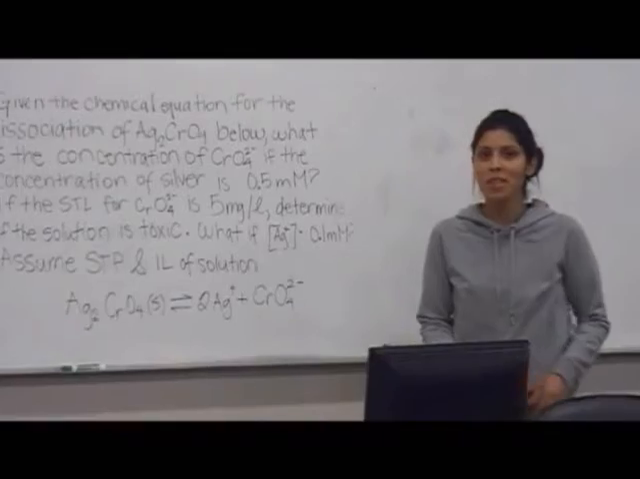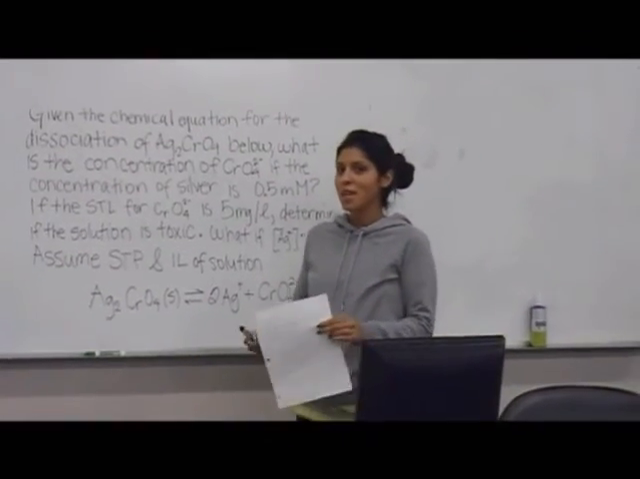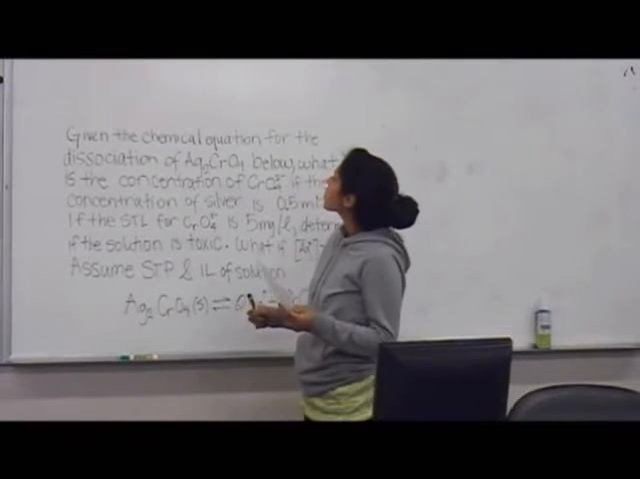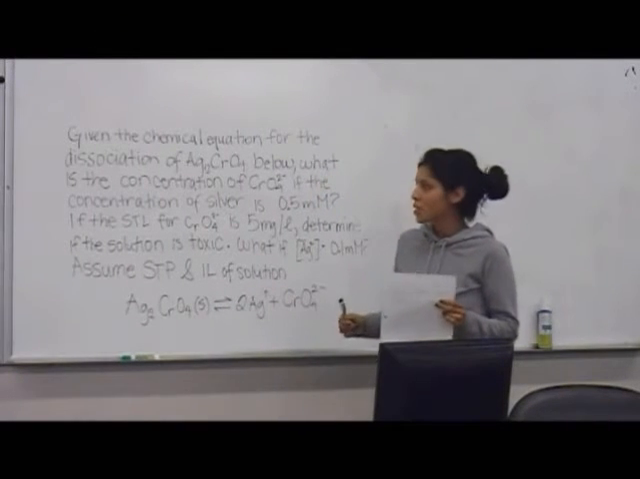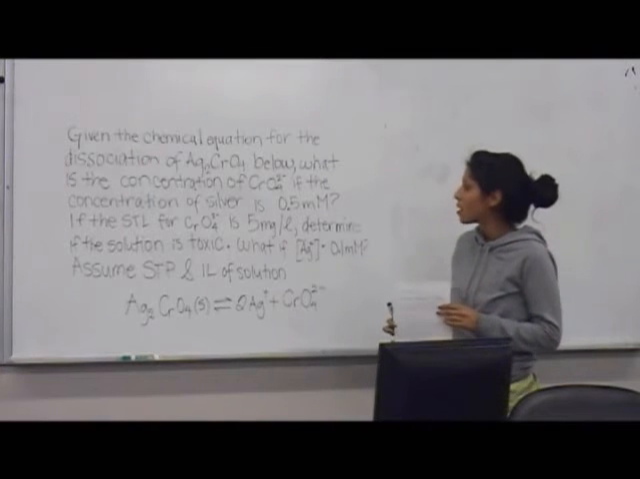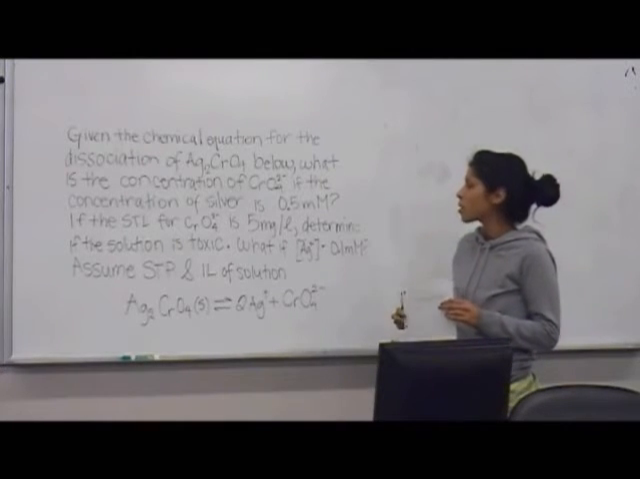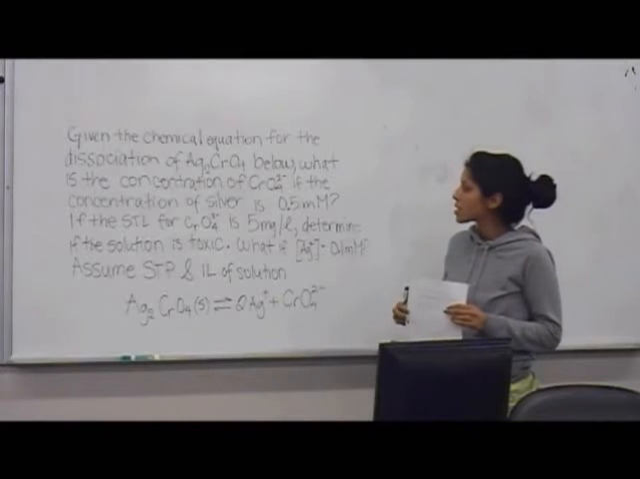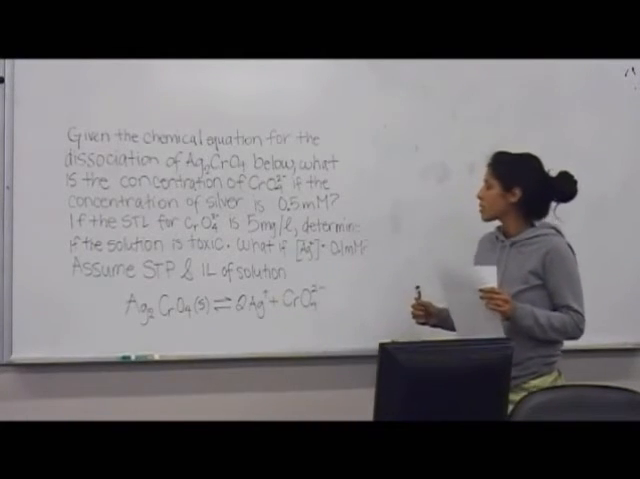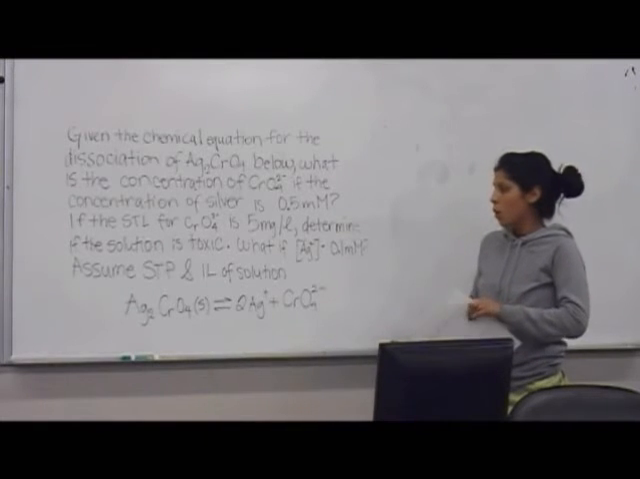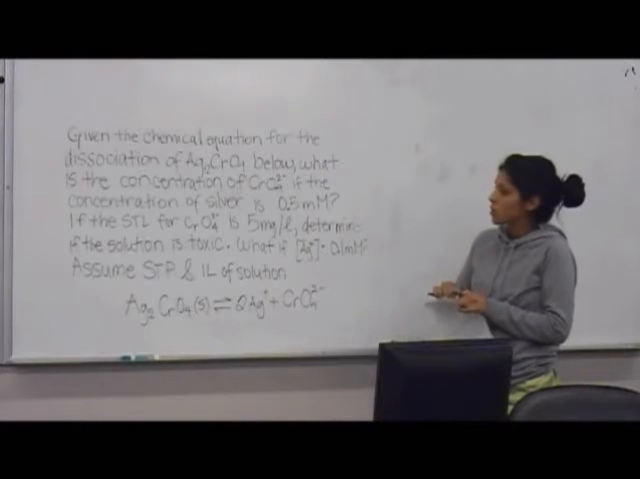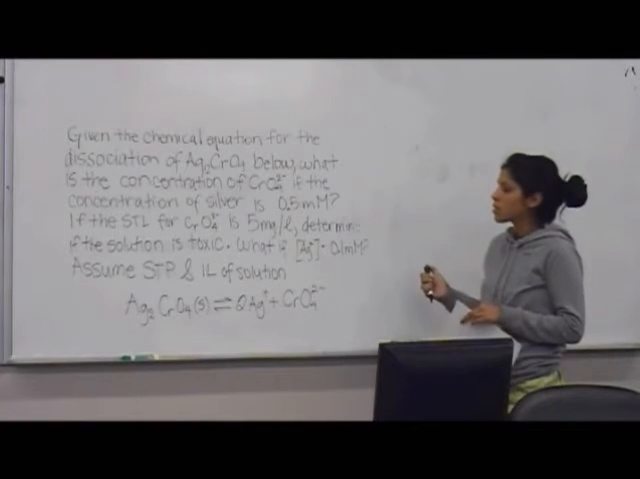Hi, my name is George Benitez, and I'm going to show you through an example of KSP. So the statement reads, given the chemical equation for the dissociation of silver chromate below, what is the concentration of chromate if the concentration of silver is 0.5 millimoles? If the STLC for chromate is 5 milligrams per liter, determine if the solution is toxic. What if the concentration of silver is equal to 0.1 millimoles? Assume STP and 1 liter of solution.